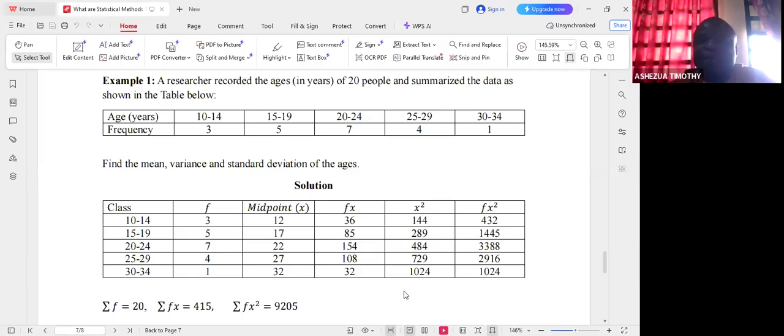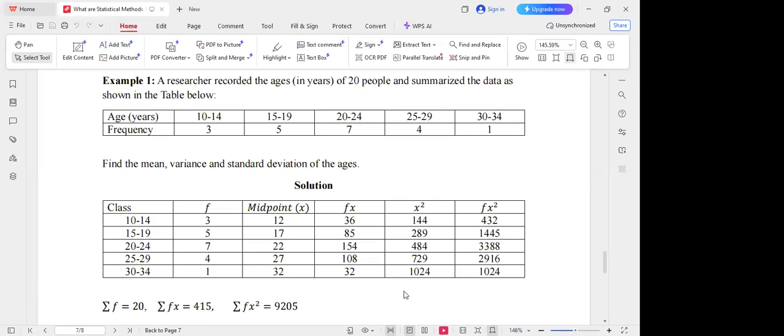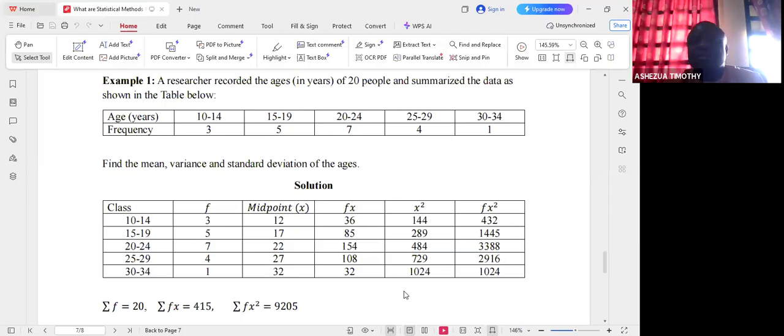Yes, it's an approach. It's a formula. The formula for finding the midpoint is lower limit plus upper limit divided by 2. In this case, the lower limit for this class interval is 10 and the upper limit is 14. The formula says midpoint is equal to lower limit plus upper limit divided by 2. There's a proof for it.